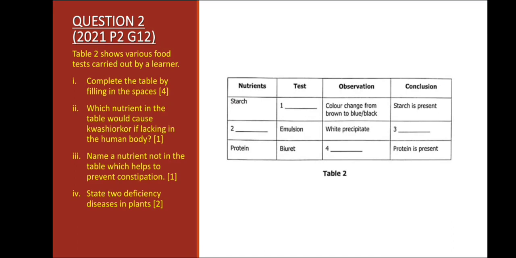Another one is stunted growth. Stunted growth is another deficiency disease in plants, and this is a result of a plant lacking nitrogen. Nitrogen is important for growth, so if a plant does not have nitrogen, it will lead to stunted growth.